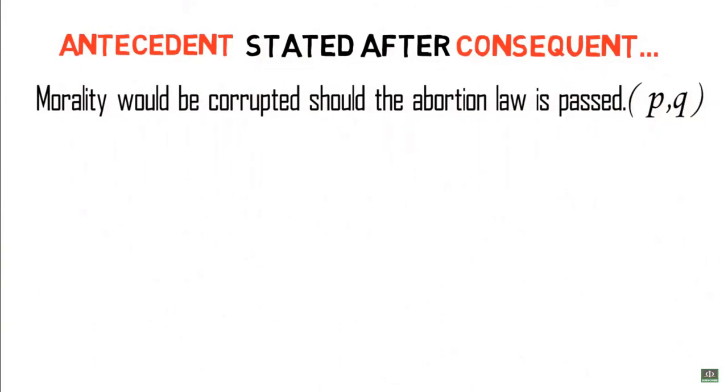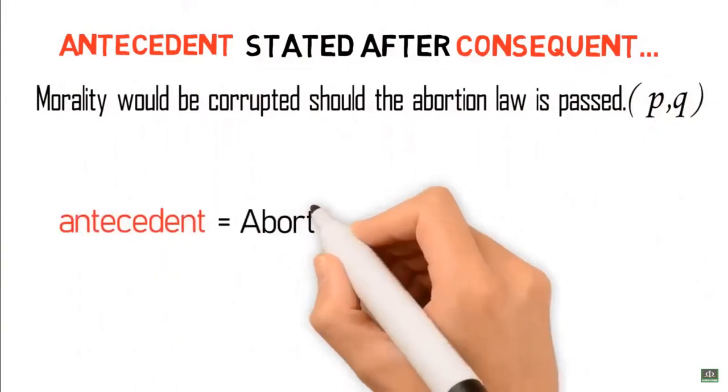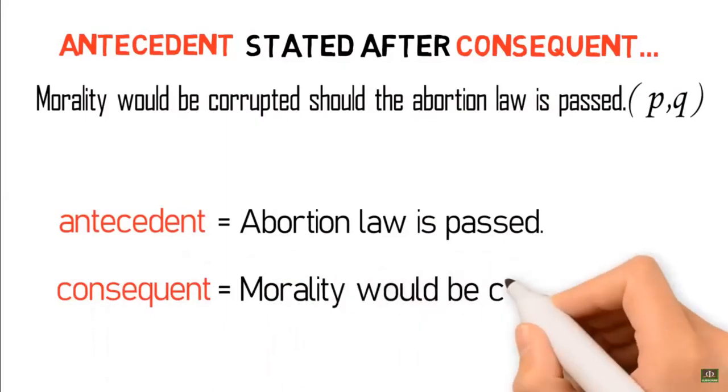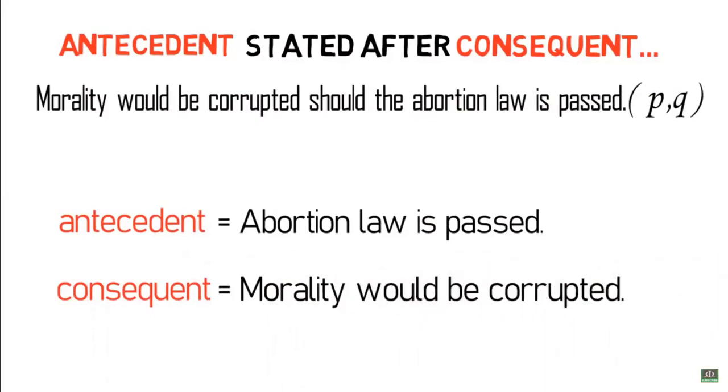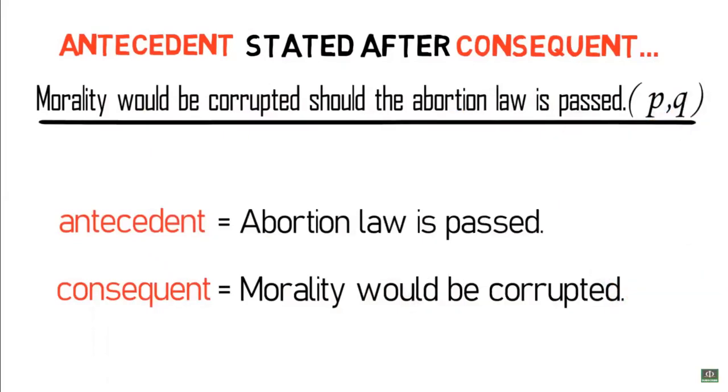If we analyze this proposition, it is clear that the antecedent is abortion law is passed, and the consequent is morality would be corrupted. Hence, the proposition morality would be corrupted should the abortion law is passed is symbolized as Q, then P.